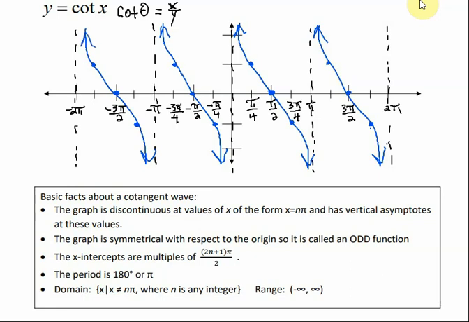So, some basic facts about the cotangent wave. The graph is discontinuous at values of x in the form x equals n times pi, and it has vertical asymptotes at these values. The graph is symmetric with respect to the origin, so it's called an odd function. The x-intercepts are at (2n plus 1) times pi over 2, and the period is 180 degrees or pi, so the period of cotangent and tangent are the same. The domain is x such that x is not equal to n times pi, where n is any integer, but the range is from negative to positive infinity. So now we know how to graph the tangent and cotangent parent functions.